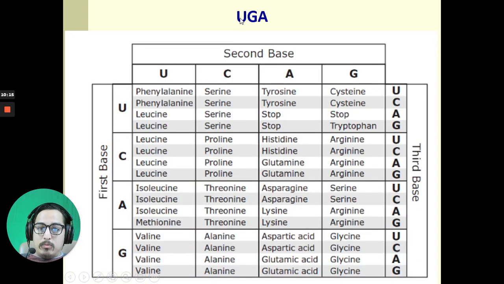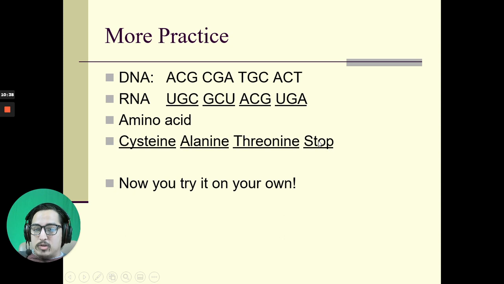Boom. Last one, UGA. First letter is U. So you look on the left side, it says first base. U, right here. Second one is G. So it's going to be U, G. It's this box right here. That's where they meet. And then the last letter is A. In this case, A is the third one. The third one in this box says stop. So when you get that, you literally just write it. You put stop, and then you're done.